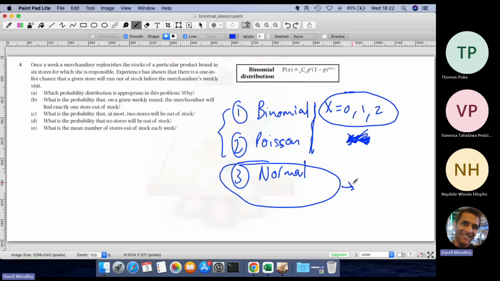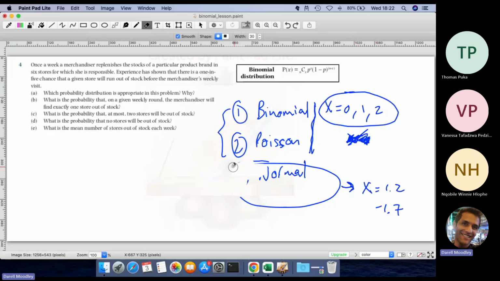This one does deal with continuous random variables. So here, your x value can be 1.2, it can even be minus 1.7, etc. That's the normal distribution. But we are going to cover that in the next session. So let's begin with the binomial distribution.